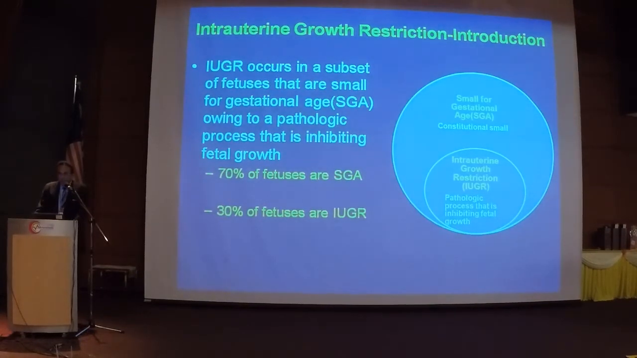So IUGR is actually a subset. Kalau we look at it, IUGR is actually a subset of this whole phenomena of uterus smaller than dates, because it owes to a pathological process inhibiting the fetal growth. So you realize that kalau katakan you have a uterus smaller than dates, about 70% of the time the babies are SGA, small for gestational age. About 30% are intrauterine growth restriction, where there is some form of pathological process inhibiting the fetal growth. Okay, compared to the constitutionally small baby.